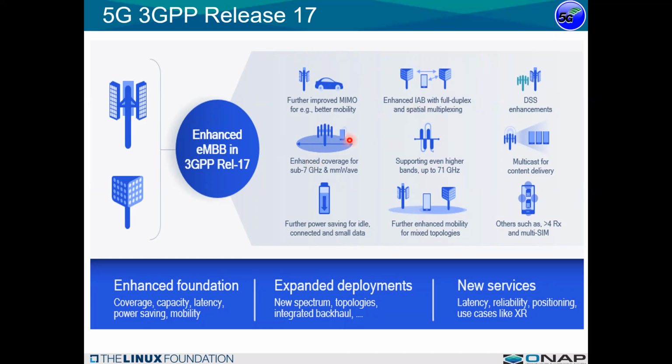And there's even talk, of course, that probably 10 years-ish from now, we'll see 6G, which will have even higher frequencies than we do today. So release 17 supports bands up to 71 gigahertz, multicast for content delivery, further power savings for idle, connected, and small data, further enhanced mobility for mixed topologies, and basically an enhanced foundation for coverage, capacity, latency, power savings, mobility, enhanced deployments, new spectrum, and new services.